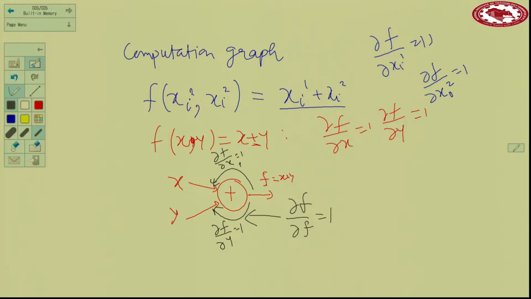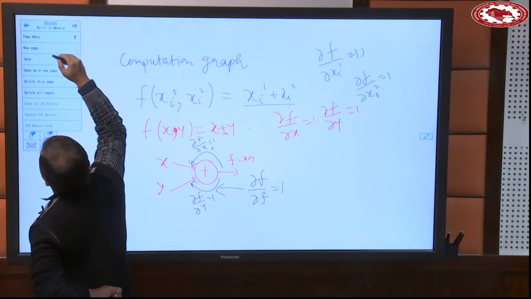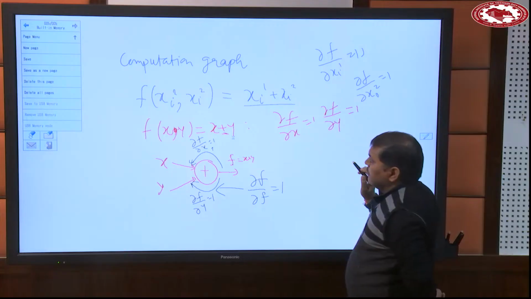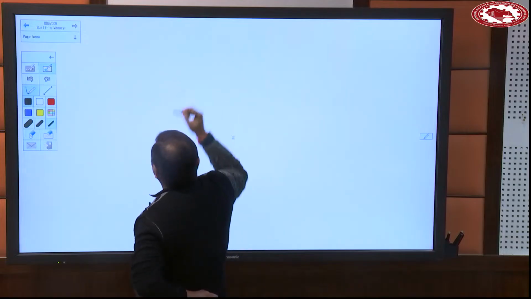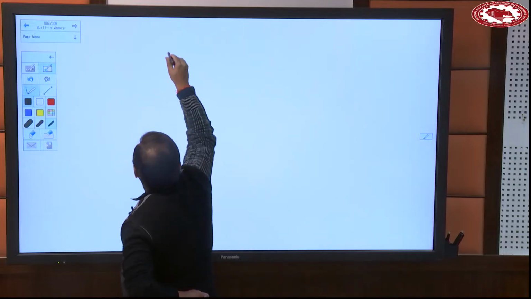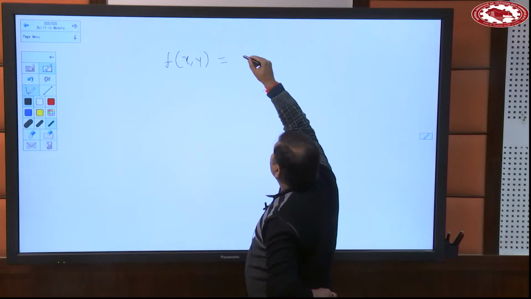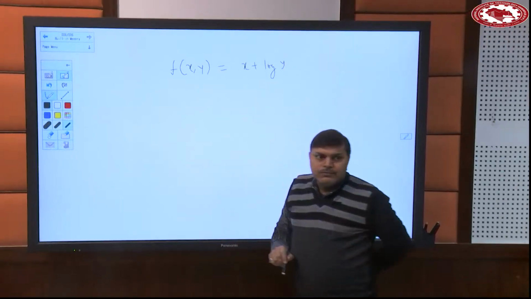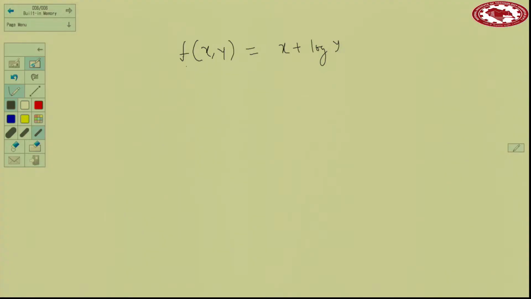Suppose I say your function is, let me change to a new page, a little more complex function. Let f of x and y be x plus log of y. How will you compute the gradient with respect to x and y? How can you compute it in the form of a computation graph?